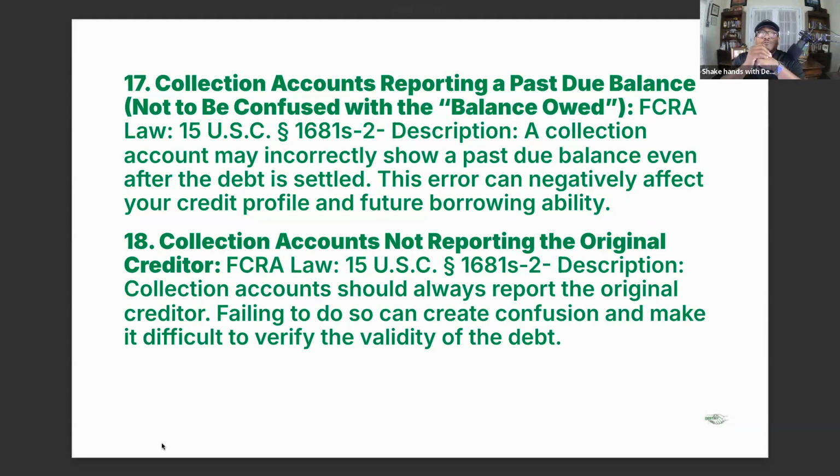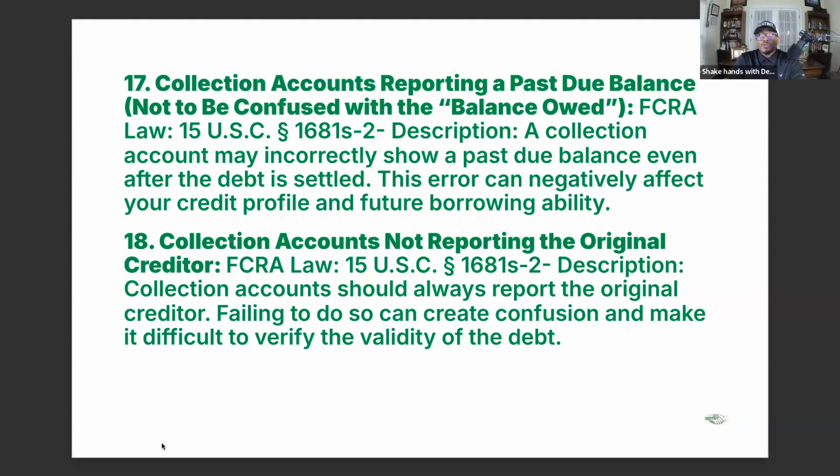All right, let's go through a few more of these and then I'm gonna give you some examples. The collection accounts reporting a past due balance, not to be confused with balance owed, okay? Let's just make this make sense. How can I have a past due amount if it's charged off? I may have a balance owed, but I can't have a past due amount. Past due is when it's still a current account and it's past due.